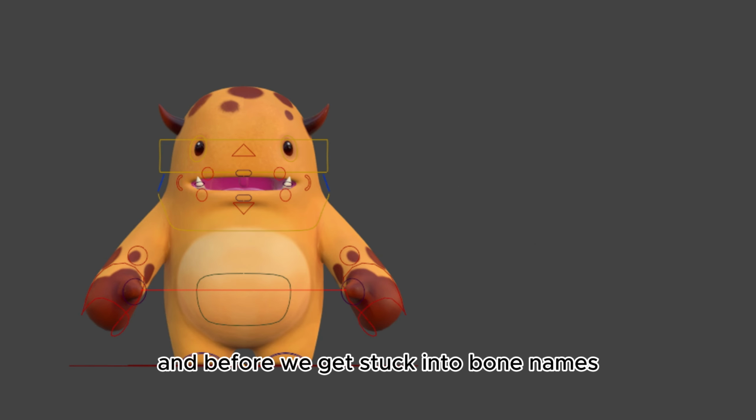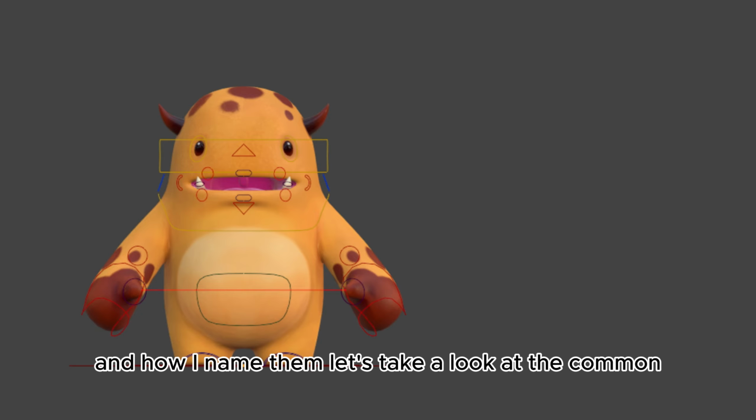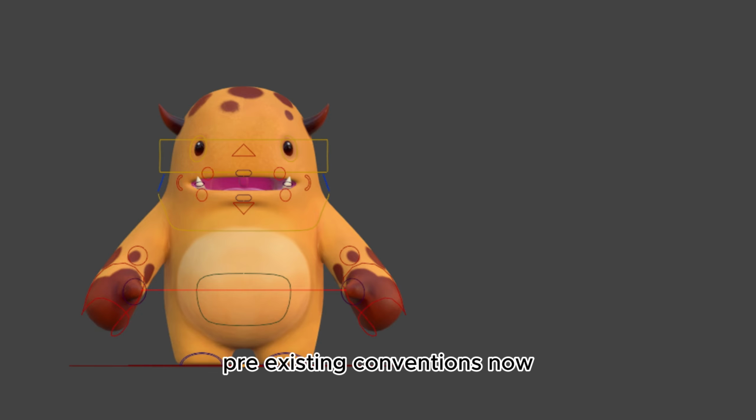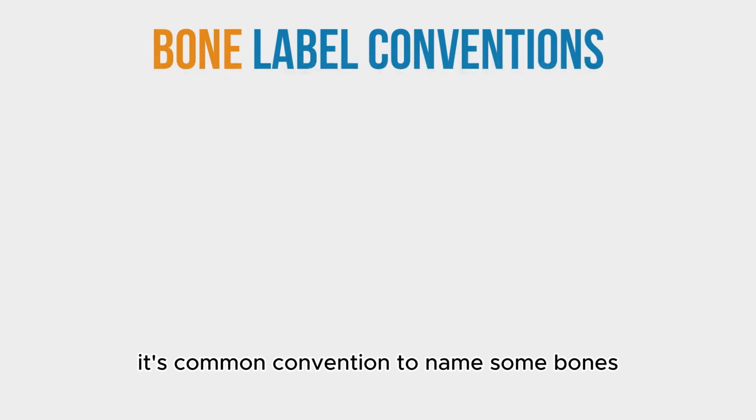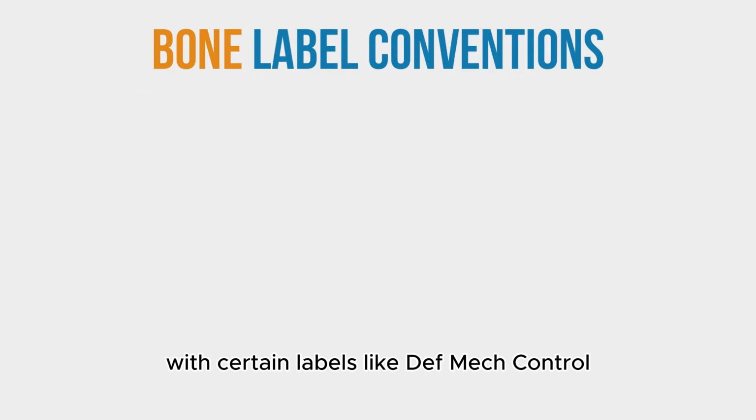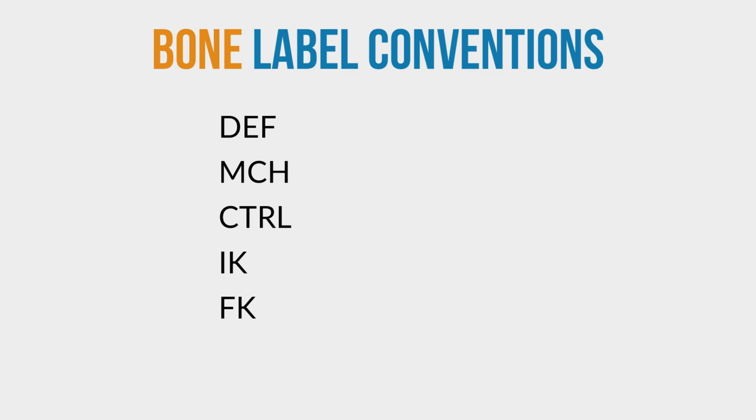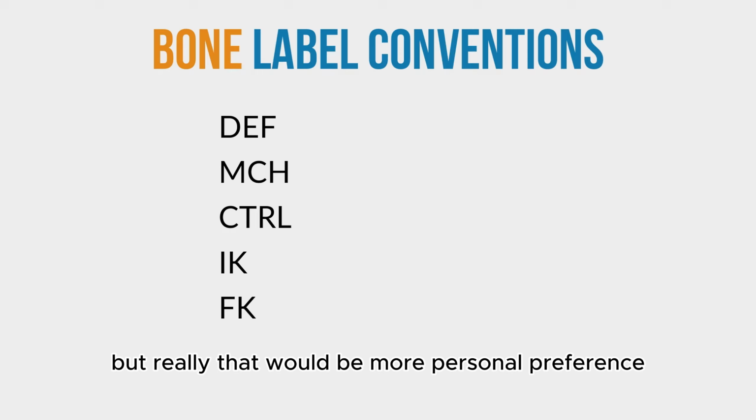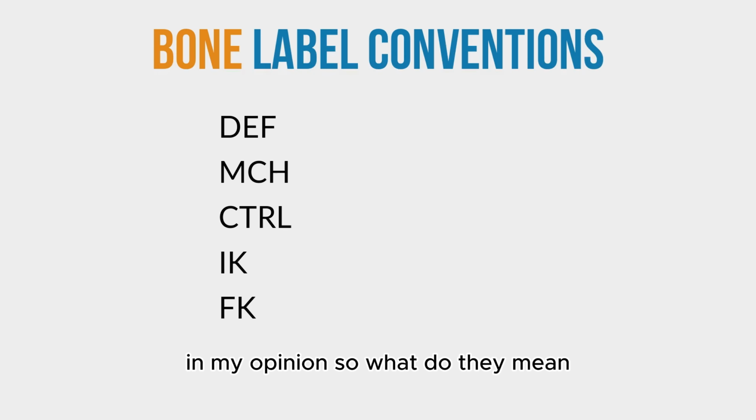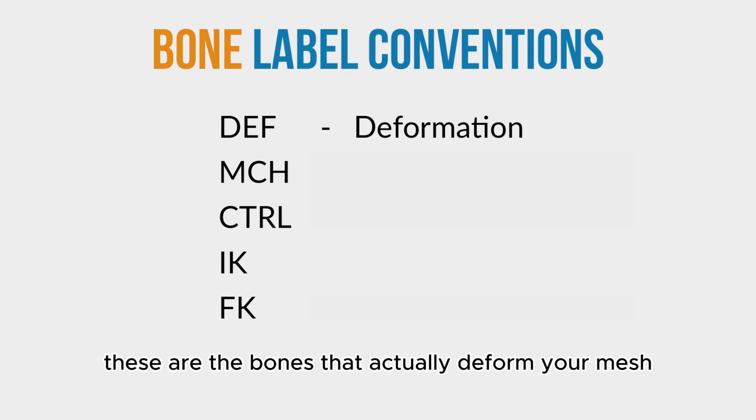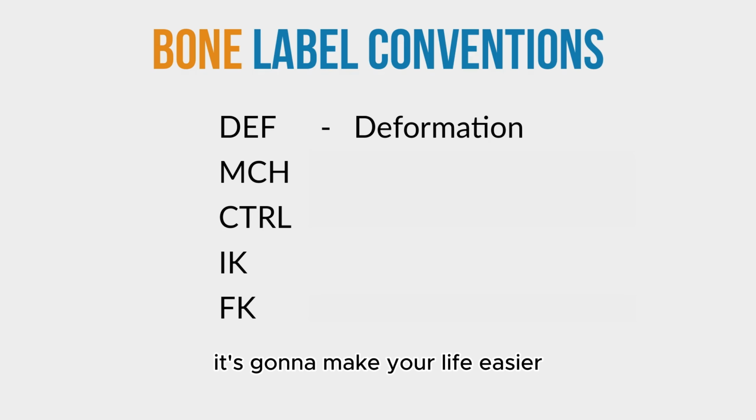Now, before we get stuck into bone names and how I name them, let's take a look at the common pre-existing conventions. Now, it's common convention to name some bones with certain labels, like def, mech, control, IK, and FK. Now, you might come across some other abbreviations, but really that would be more personal preference rather than an industry standard in my opinion. So what do they mean? Now, def stands for deformation. These are the bones that actually deform your mesh. If you label them clearly, it's going to make your life easier.